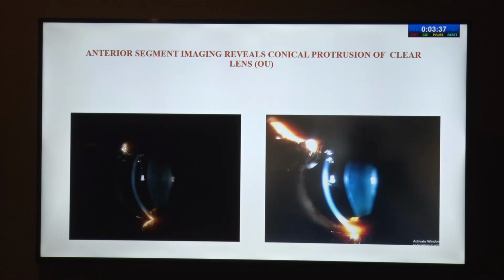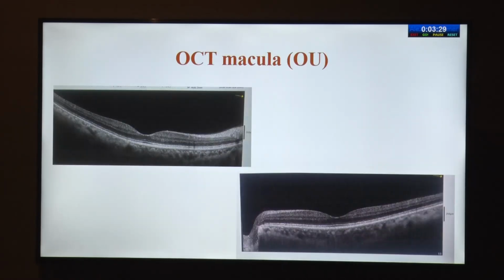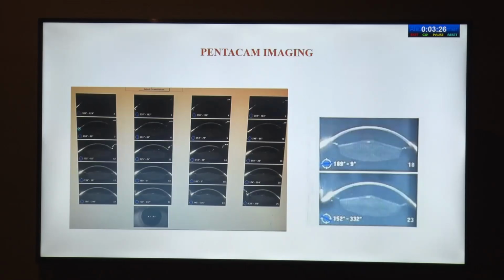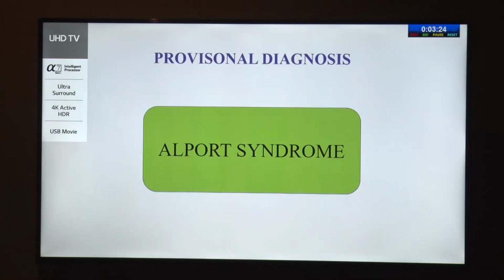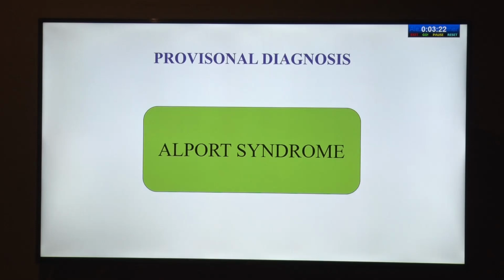These were the anterior segment images, which reveal clear lens protrusion in both eyes, that is anterior lenticonus. OCT macula was normal in both eyes. These were the Pentacam images. So my provisional diagnosis is Alport syndrome.